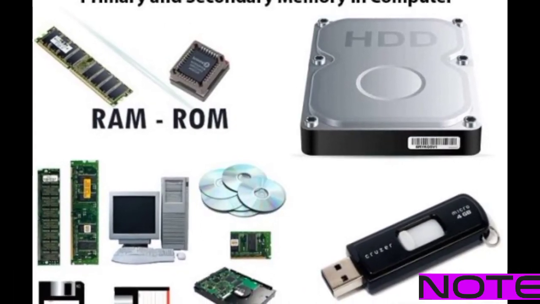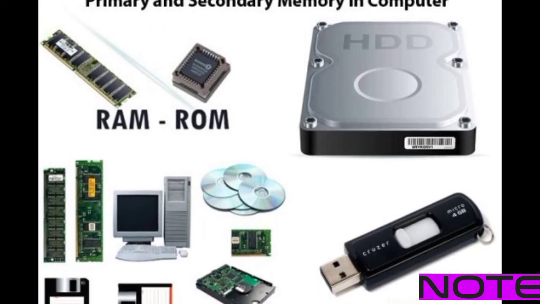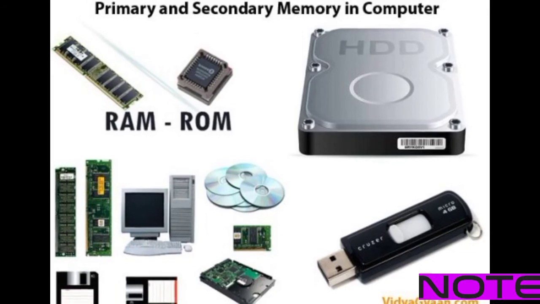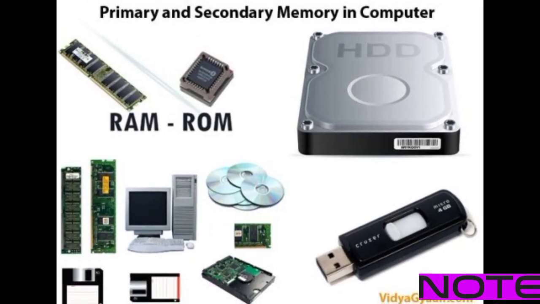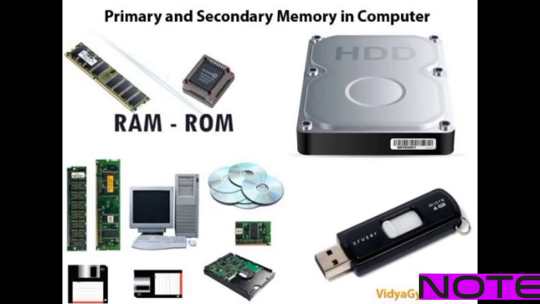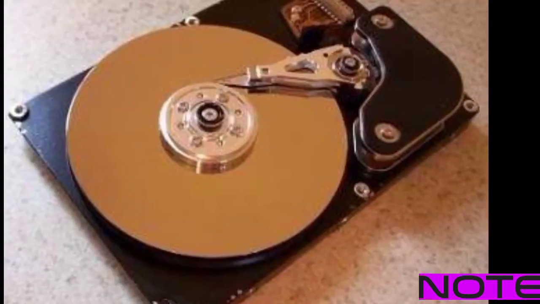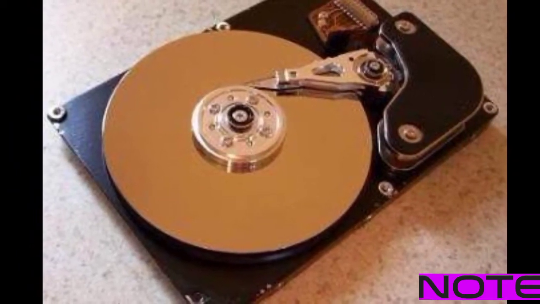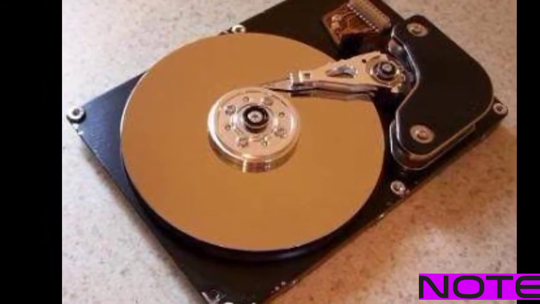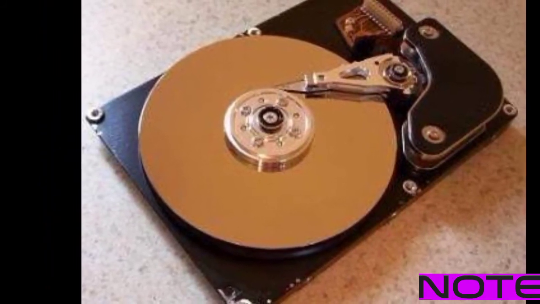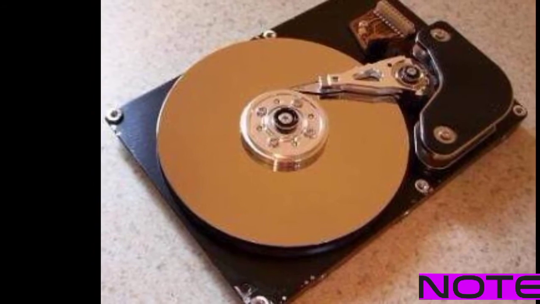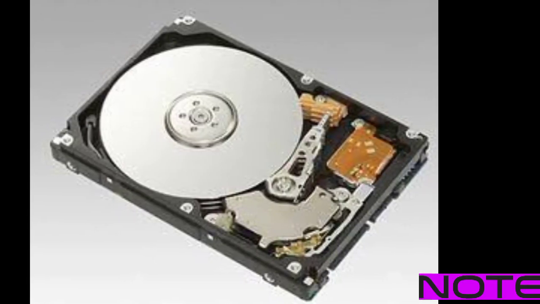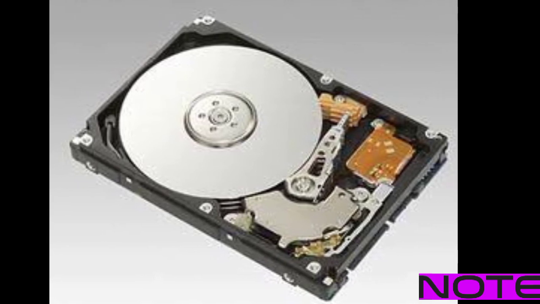Some secondary storage devices are magnetic disk, hard disk, optical disk, CD-ROM, DVDs, Blu-ray disk, flash memory, pen drive, etc. Magnetic discs are made of circular platters that are coated with magnetic material, usually on both sides. Therefore, data and instructions are stored and retrieved magnetically from these discs.